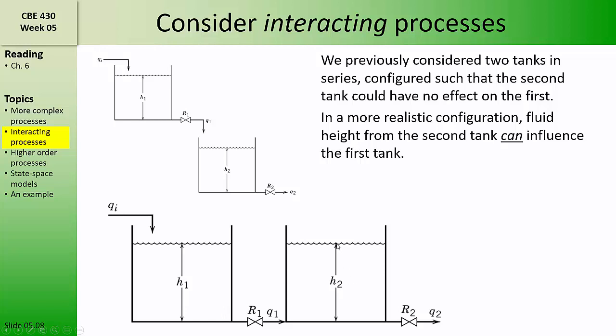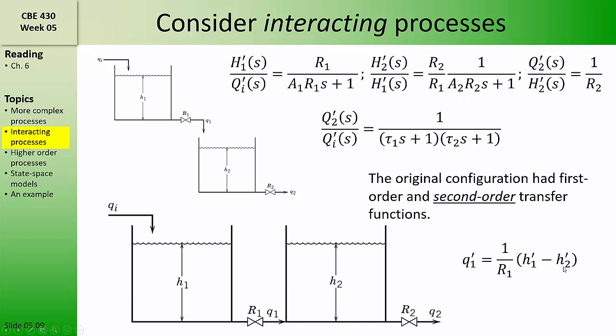A much more realistic configuration has the two tanks sitting at the same ground level. In this configuration, the height of the fluid in the second tank can influence the behavior of the first tank, because the gravity-driven flow across the resistance out of the first tank is proportional to the difference in the fluid height between tanks 1 and 2. Therefore, the behavior of the first tank is coupled to the height of the fluid in the second tank.